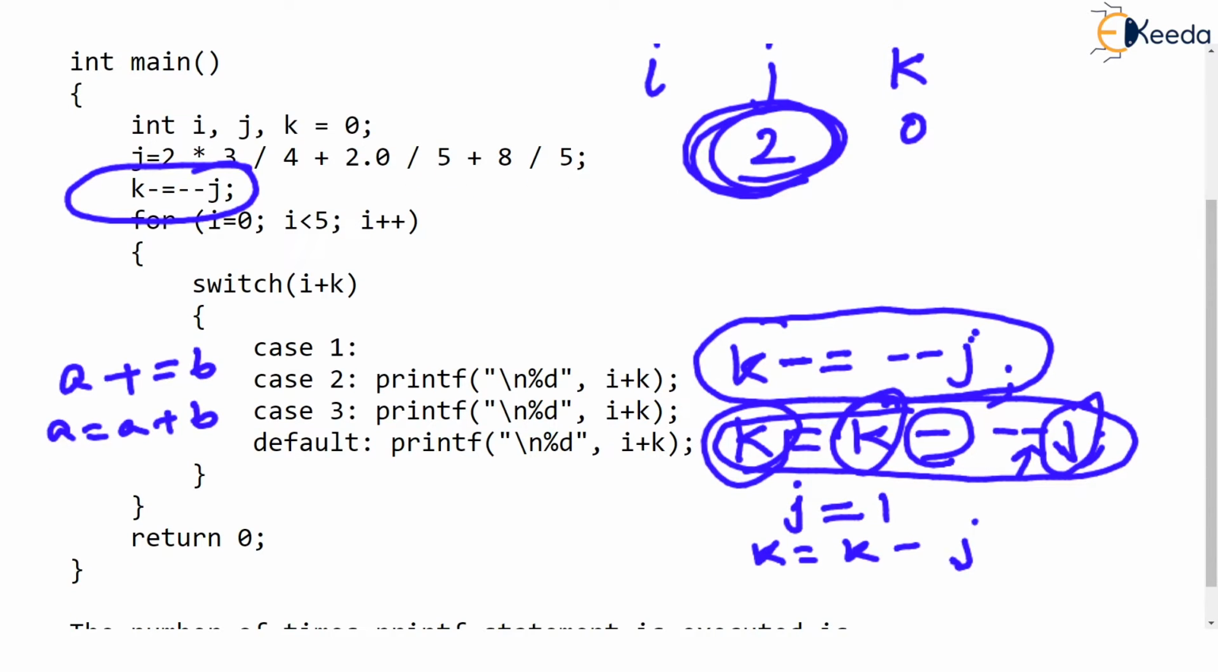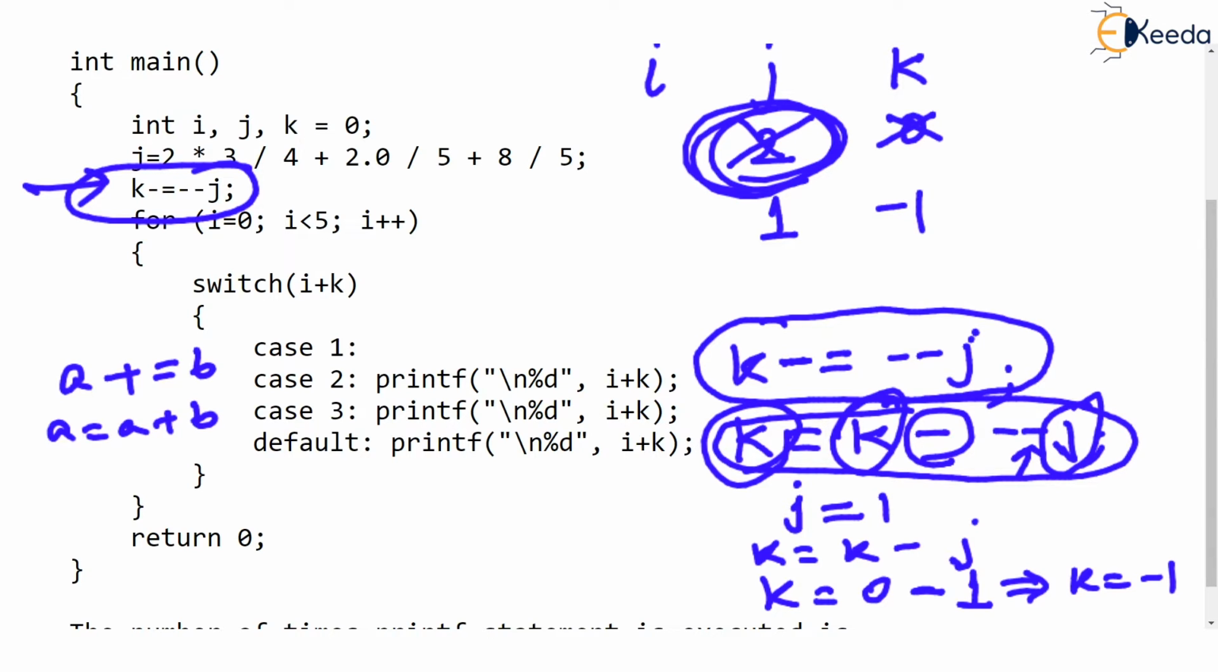But hello, K is already 0. Check the table above. And J has become 1. So 0 minus 1, which implies that K will become -1. So what are the changes? J is no more 2. J has become 1 due to --J. And K is no more 0. K has become -1 due to this expression.